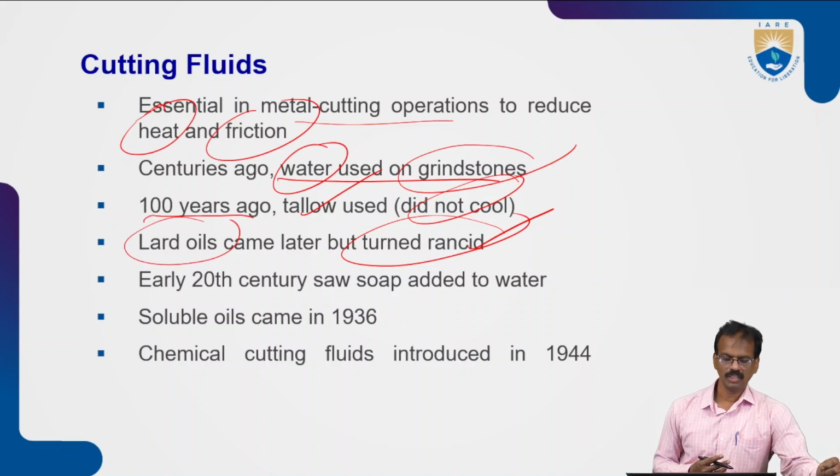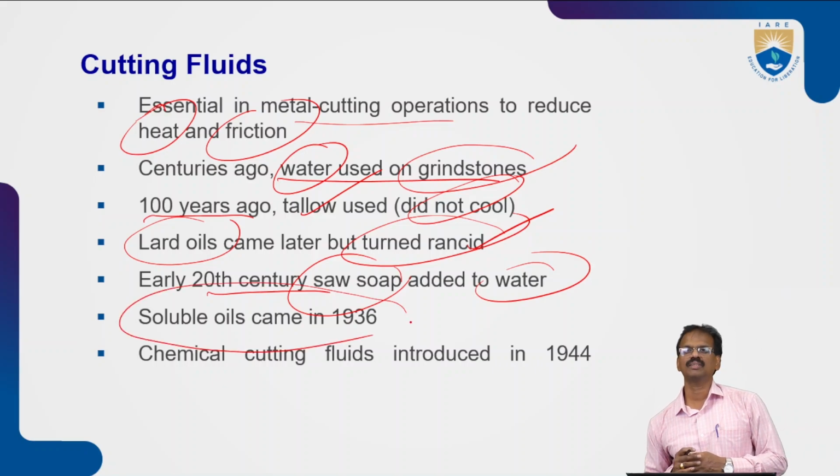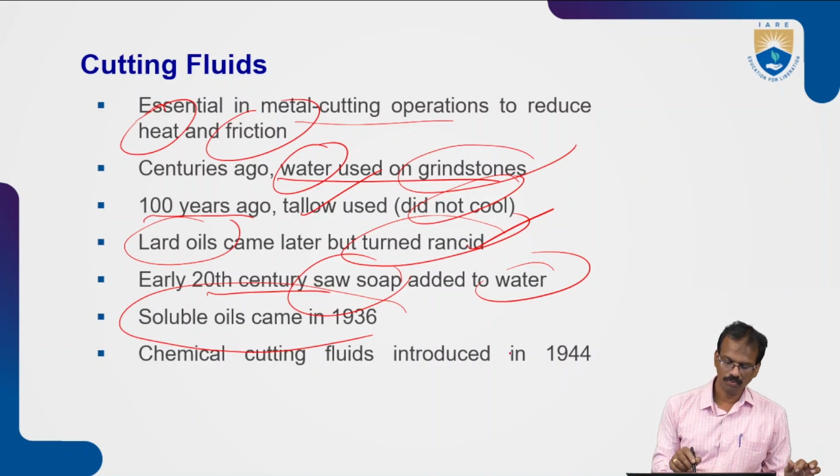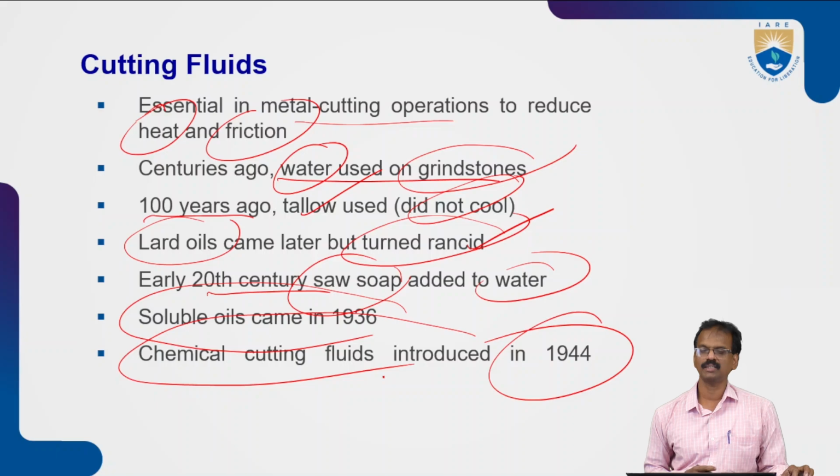Next, in the early 20th century, soap was added to the water. Soap, something like olive oil, was added to the water. Next, soluble oils came into the picture in the machining process in 1936. Then chemical cutting fluids came into action in 1944. So this is the history of cutting fluids.